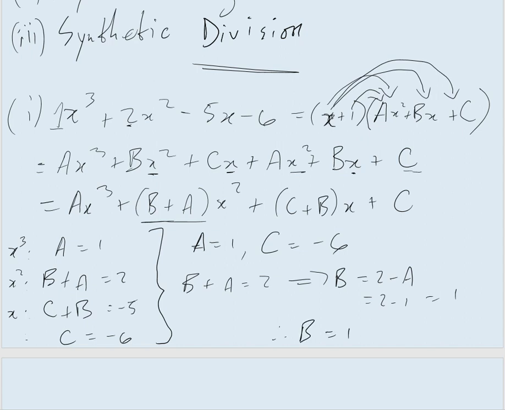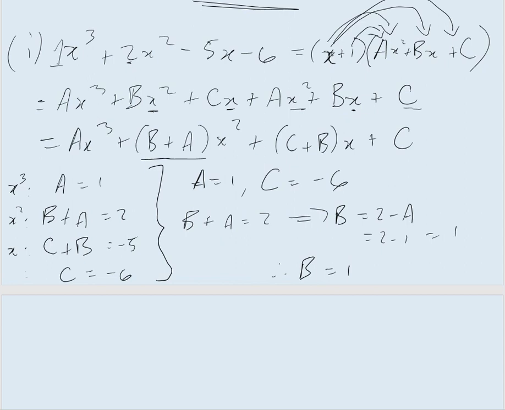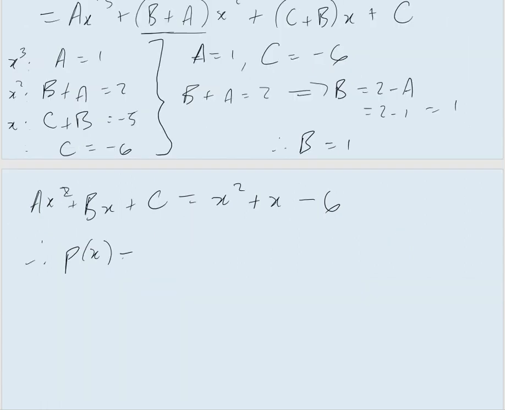So that means our quadratic, if we go back to our quadratic there, is ax squared plus bx plus c, which is equal to, a is 1, so just x squared, b is 1, so just x, and c is negative 6. P of x is x plus 1, which was the first factor which we managed to guess, multiplied by x squared plus x minus 6. So we're still not done. We want to factorize our quadratic now.